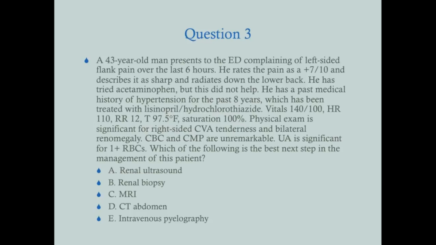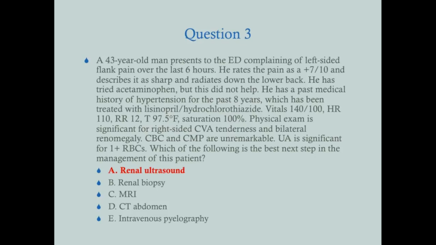Okay, and the answer to this one is A, renal ultrasound. So here we have a presumptive diagnosis of what? Autosomal dominant polycystic kidney disease, which should always be suspected when you have a middle-aged person who has a triad of hypertension, microhematuria, and the big one here, palpable kidneys, bilateral renomegaly.